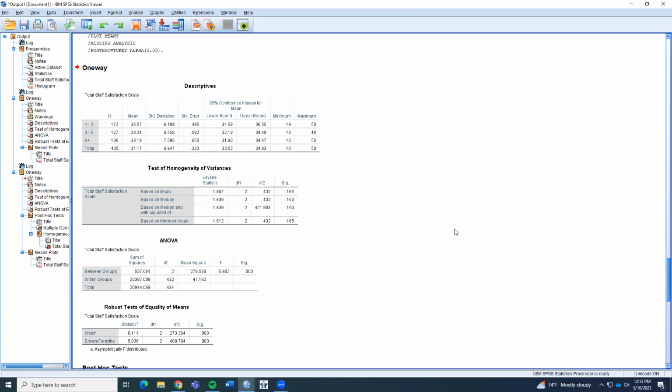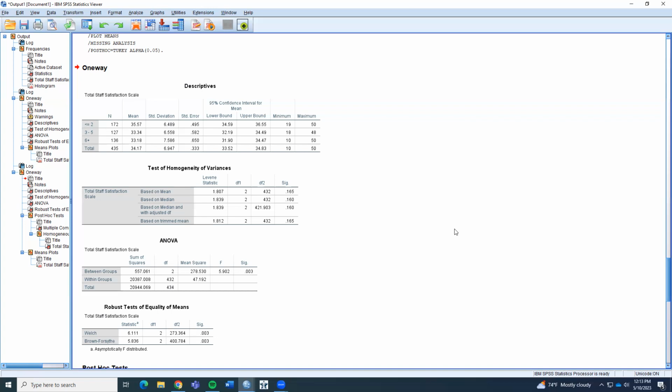All right, so to find the critical value of F, we are going to use K minus 1. And K is the number of groups, and we have 3 groups. And N is the number of cases or participants that we have.